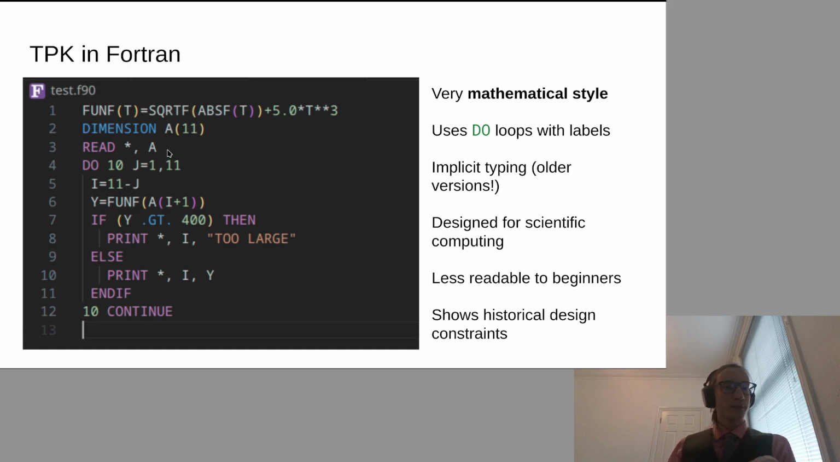We're then loading our array. We are doing our inputs, which is a little loop here. We're going through our loop and recalling the function, and then we're checking if y is greater than 400, and for greater than we use gt. If it is greater than 400, we are printing too large to the terminal. Otherwise we're printing out y, being the function that we've defined three lines up, and then we are doing this 10 times, as you see, 10 continue.